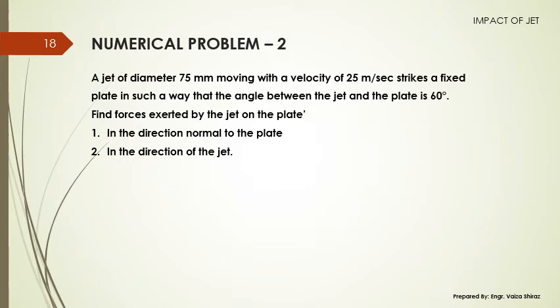Okay, now this numerical problem. In this problem, it is stated that a jet of water having diameter 75 millimeter, moving with a velocity of 25 meter per second, strikes a fixed plate in such a way that the angle between the jet and the plate is 60 degrees. Find the forces exerted by the jet on the plate. Number 1, in the direction normal to the plate. Number 2, in the direction of the jet.